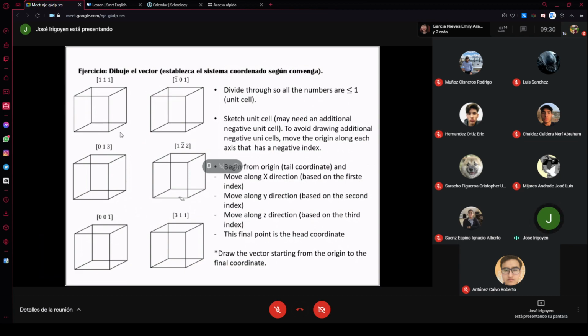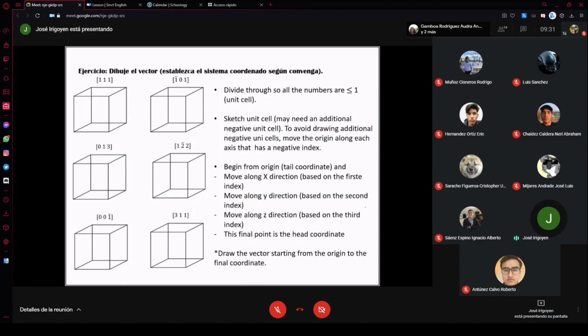You have in the right-hand side the instructions or some rules that we need to follow to draw that vector. So one of these is to divide through, so all the numbers are less than or equal to 1 in the unit cell. In this case, the first one, you practically have that condition. Okay.